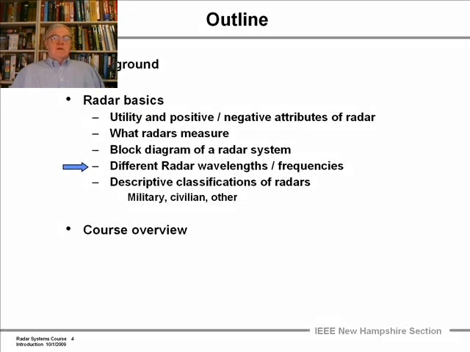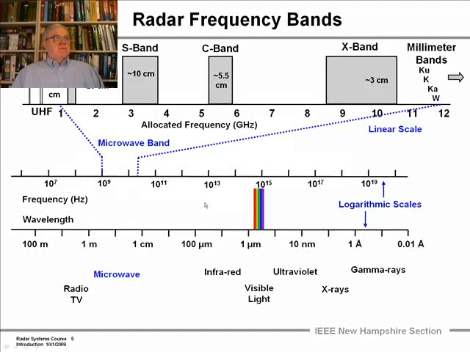Okay, now let's look at one of the interesting characteristics about radars, and that is their wavelength and frequencies. If we look first of all on a logarithmic scale at the wavelength and the frequency of electromagnetic radiation, we see down here that electromagnetic radiation extends over many, each one of these decades, each one of these little lines represents an order of magnitude.